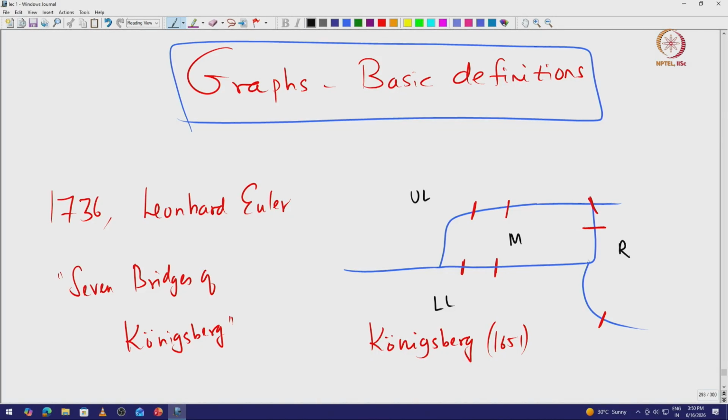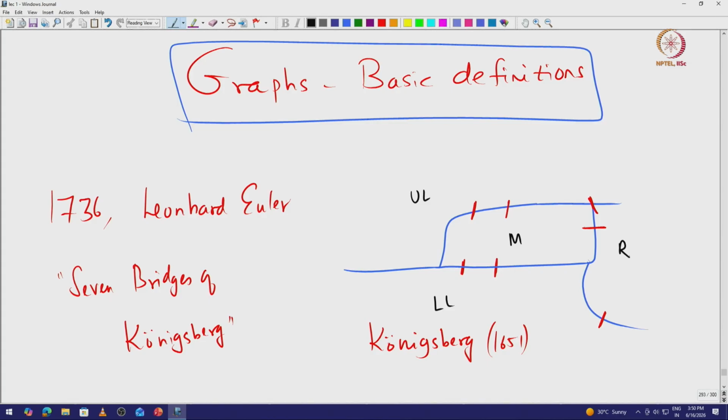So, let me briefly explain the history of graph theory. In 1736 Euler wrote this fantastic paper that addresses the seven bridges of Konigsberg problem. This problem was asked by the king who was ruling at that time. So, here is the map of this Konigsberg that was plotted in 1651.